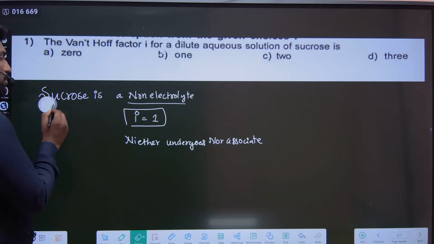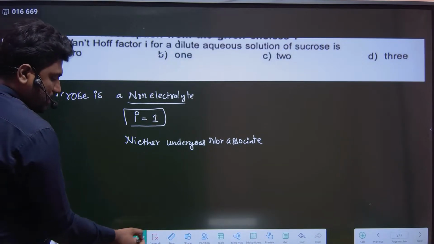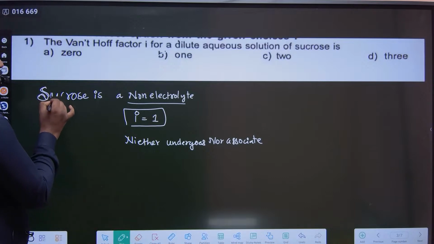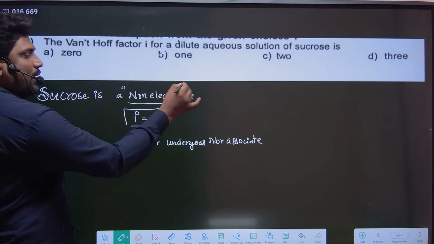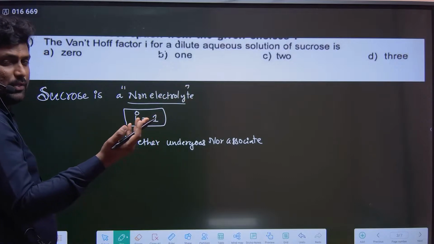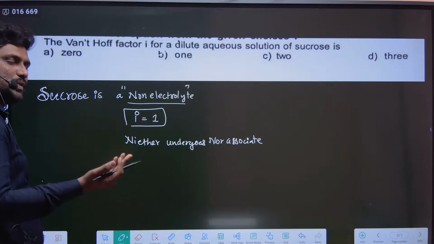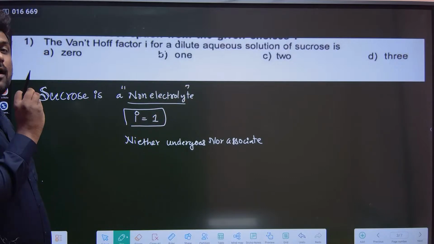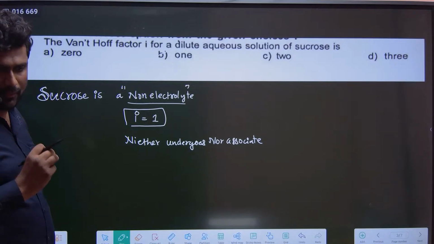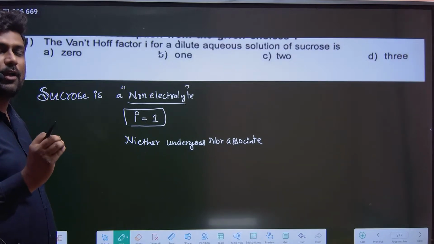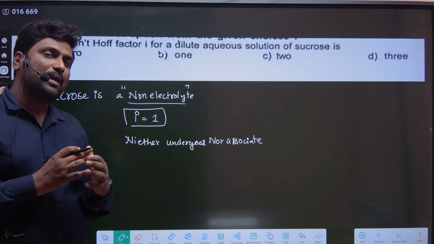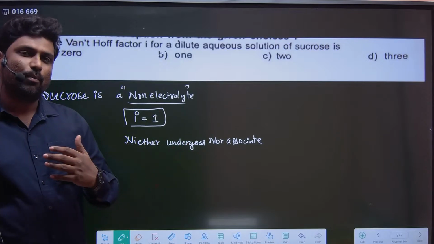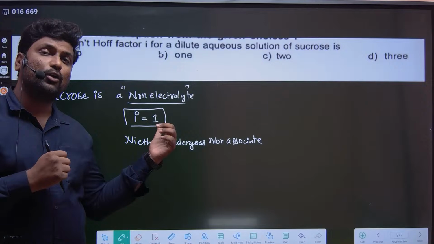See here, sucrose, you already know that sucrose is a non-electrolyte. Non-electrolytes never undergo dissociation or association in the solvent. So they do not undergo any type of abnormality. Therefore their i value will be neither less than 1 nor more than 1. So it will be equal to 1.